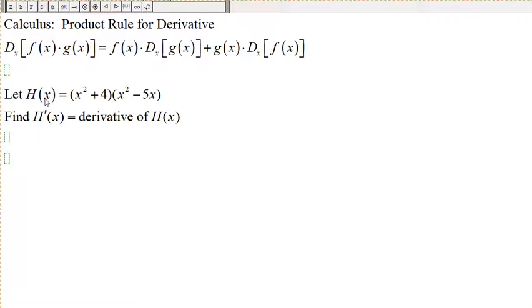Here we have the function h of x, which is the product of x squared plus 4 times x squared minus 5x. And we want to find the derivative of h of x. And so this is just like the product. And so the x squared plus 4 would be just like the f of x. And then the x squared minus 5x would be like the g of x.